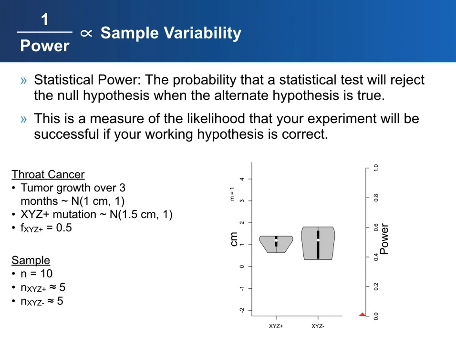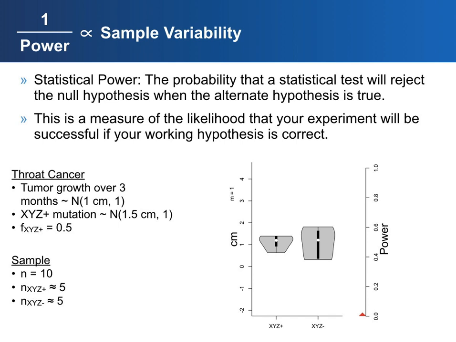Let's start out with a sample size of 10. So we can expect about 5 of our samples to have the mutation and about 5 of them not to have the mutation. And then over here on the right, we have our first simulated study. Sample 10 people, genotype them, measure them at the beginning, and follow their tumor growth over 3 months and see what happens.